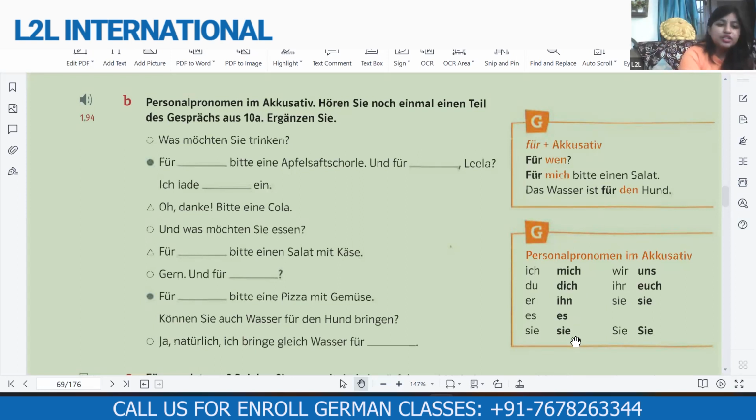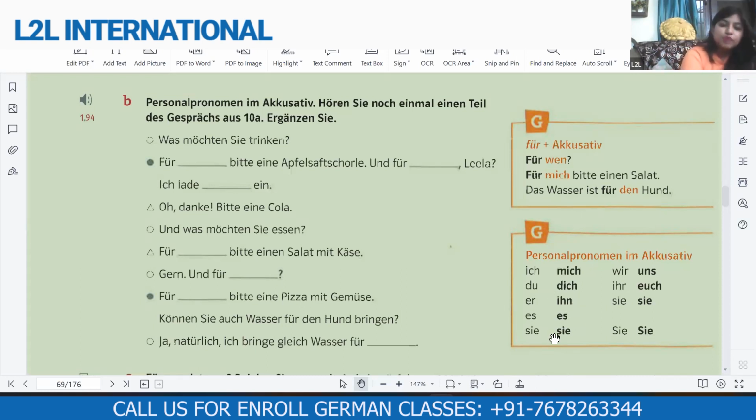Now, this mich, dich is that. Mich means me, dich means you. Ihn is used to talk about the masculine person, and es is for the neutrum, sie for her. For us, we would use uns. For both of you, that means you plural, euch, and for them, that's again sie. So for me, for you, for him, for her.